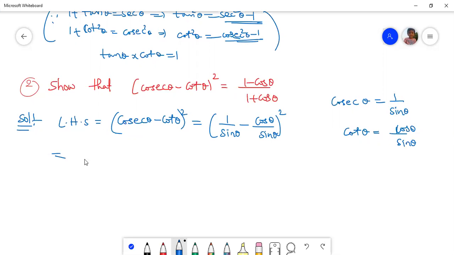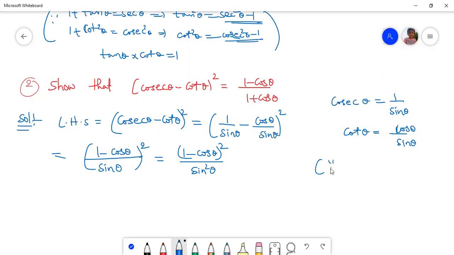Taking the LCM, sin theta is the LCM, and 1 minus cos theta is in the numerator. Why? Because in the denominators both have sin theta. So whole square. It is equal to 1 minus cos theta whole square by sin square theta, separate whole square for numerator and denominator. This is sin square theta.